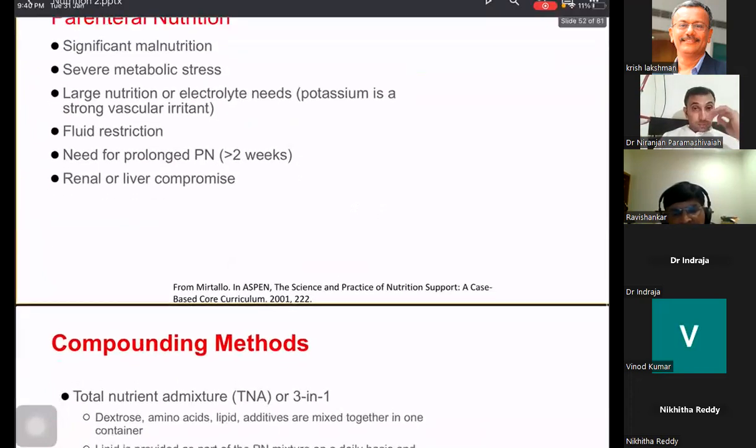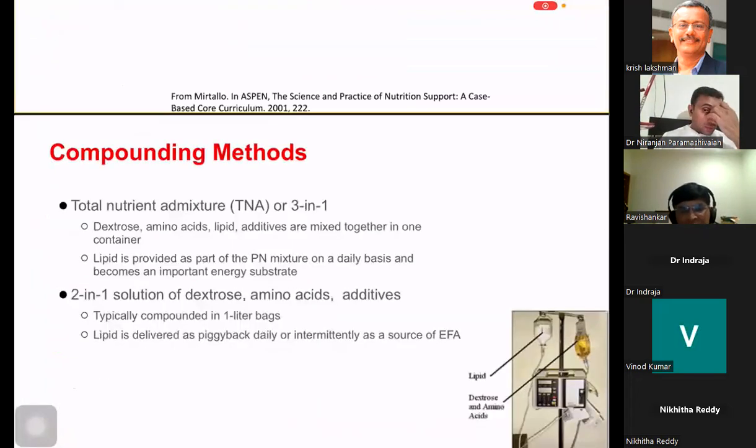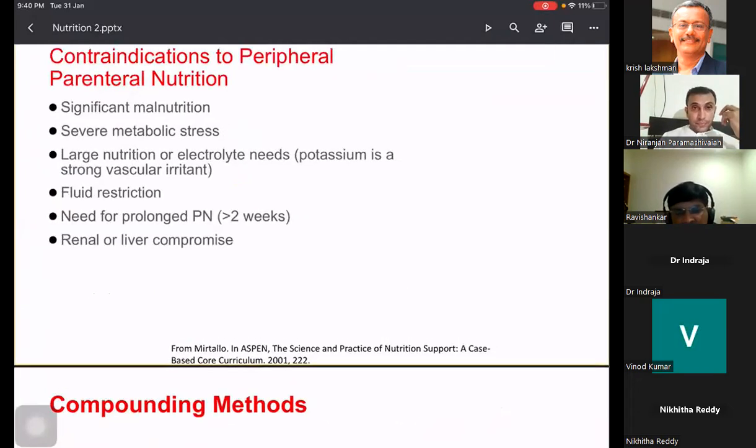These are all relative contraindications. I think there is nothing very specific about absolute contraindications. Why, when you have to feed somebody for malnutrition, are you saying it's a contraindication? In significant malnutrition, the nutrition which we provide through the periphery won't be sufficient. Correct. But it's not a contraindication, right?